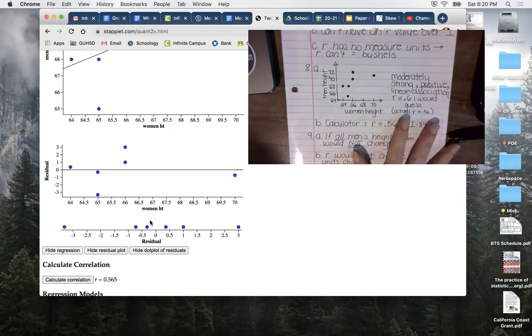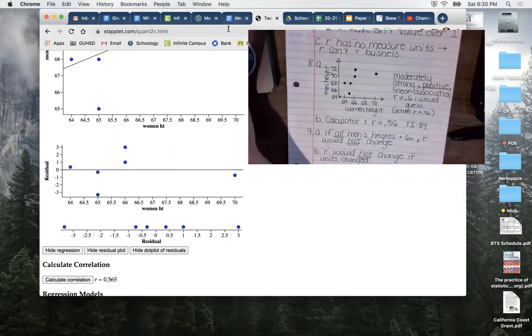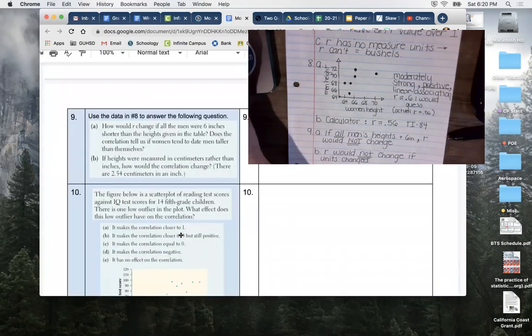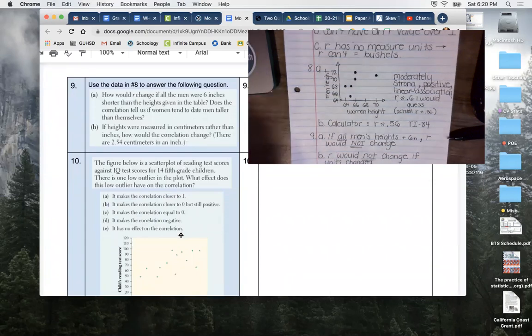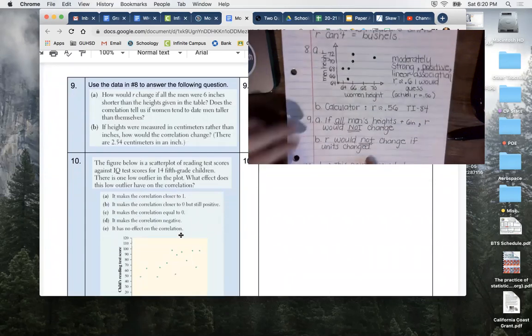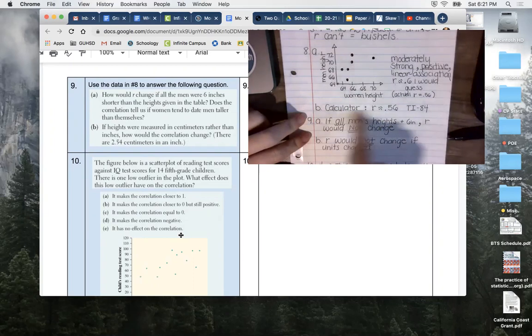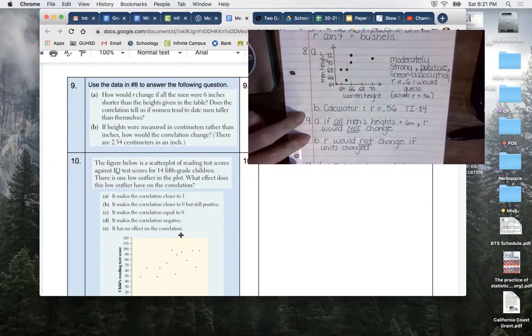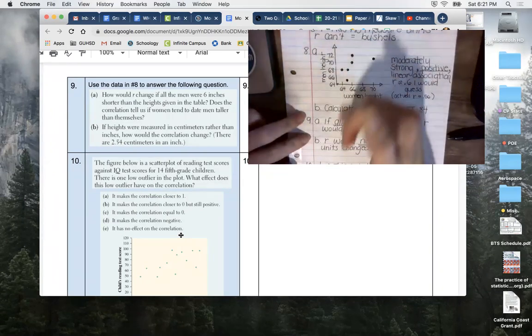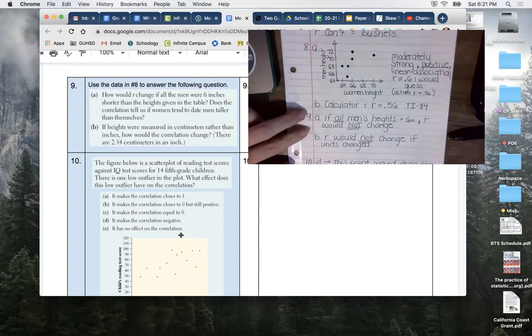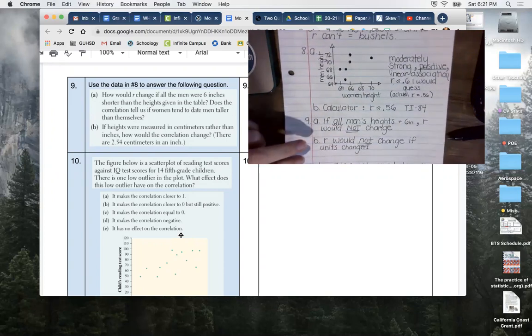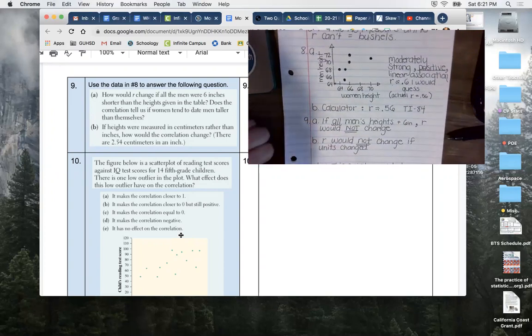Okay, I'm going to show you the next one in the TI, so I'm going to skip that for now and go back to what we were working on. We're going to go down to number 9. It says, now use this data that you just had, women's and men's height. If we changed all men's heights by 6 inches, I subtracted 6 inches from every single one, what would happen with the R? Well, the R value would actually stay the same.